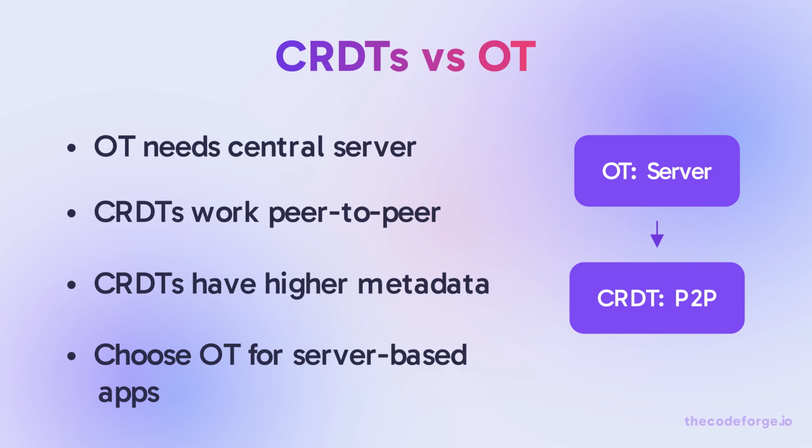If you need peer-to-peer collaboration without a central server, CRDTs are a better fit. But CRDTs have larger metadata overhead. For server-based editors like Google Docs, OT is simpler and more efficient.